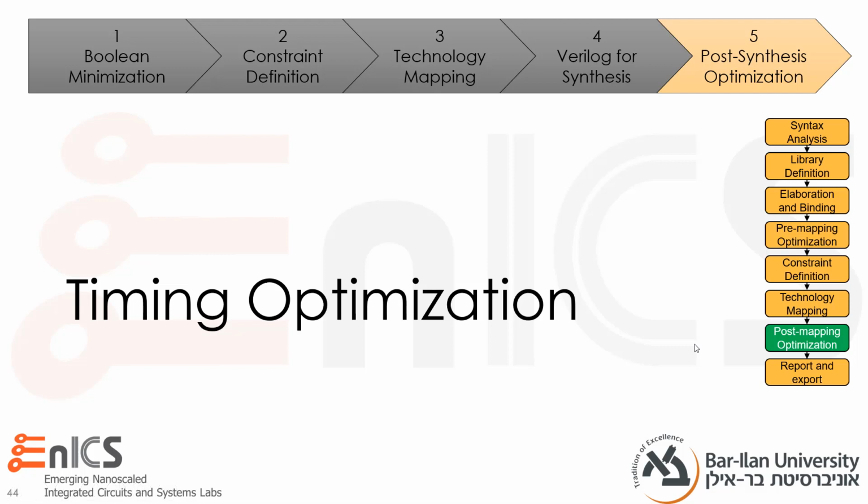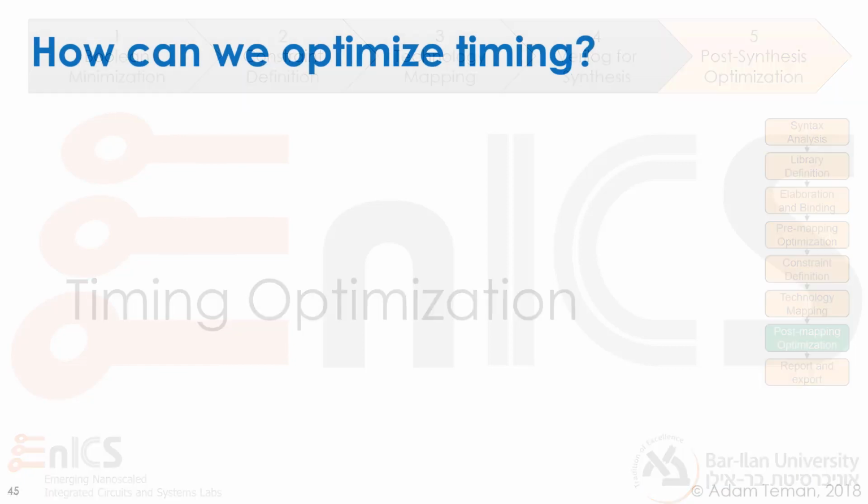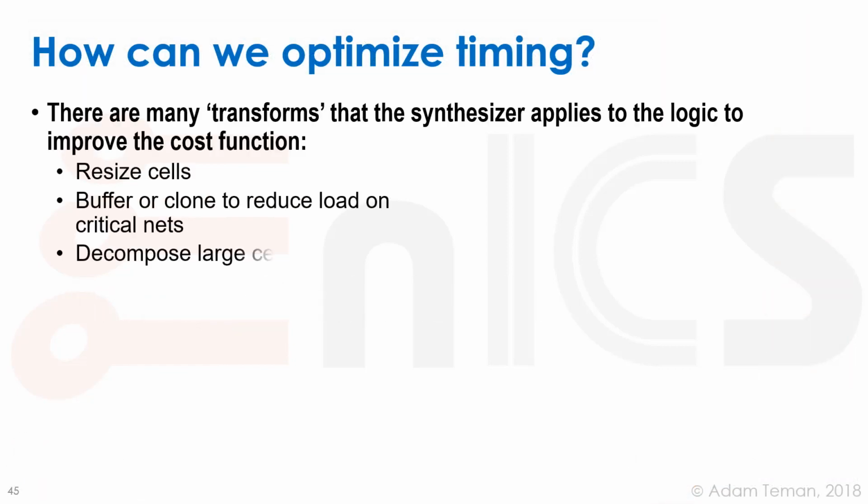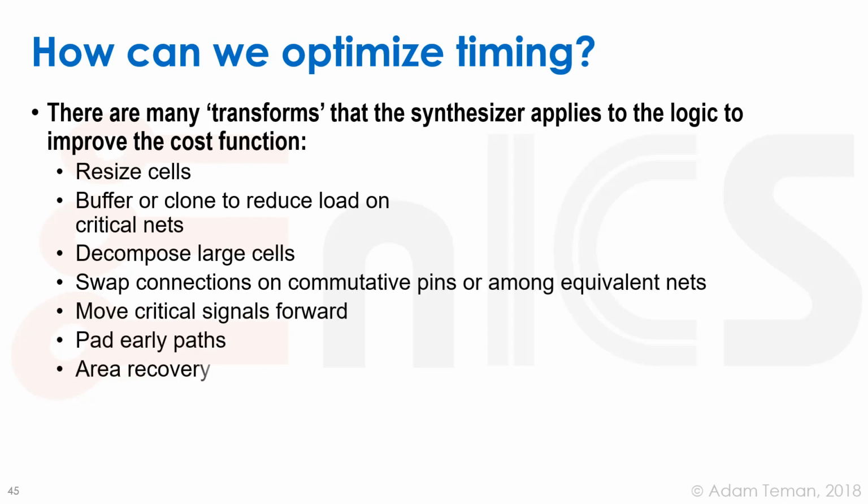For our final section in this lecture, we'll go into timing optimization. So how can we optimize timing? There are actually many transforms that the synthesizer can apply to the logic to improve the cost function. Resizing the cells, buffering or cloning to reduce load on critical nets, decomposing large cells, swapping connections on commutative pins, moving critical signals forward, adding early paths, recovering area. There's a lot of stuff, a lot of different heuristics that the synthesizer applies.